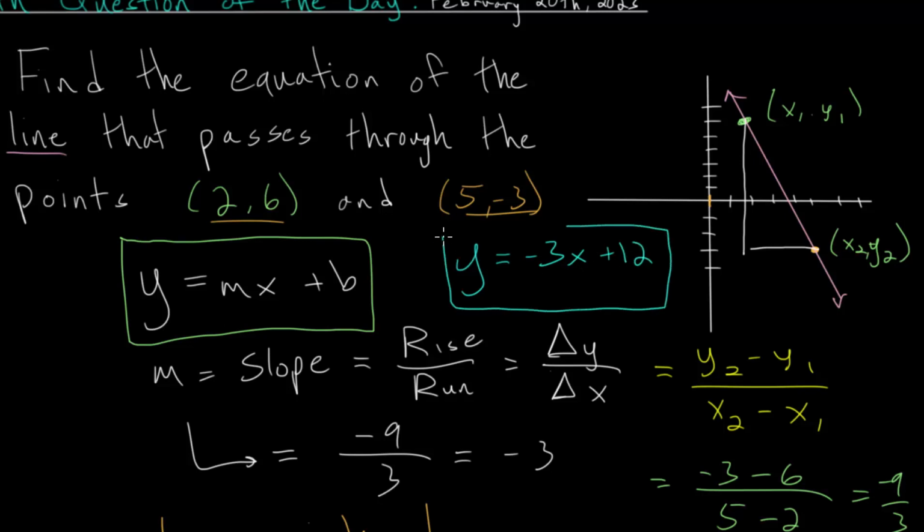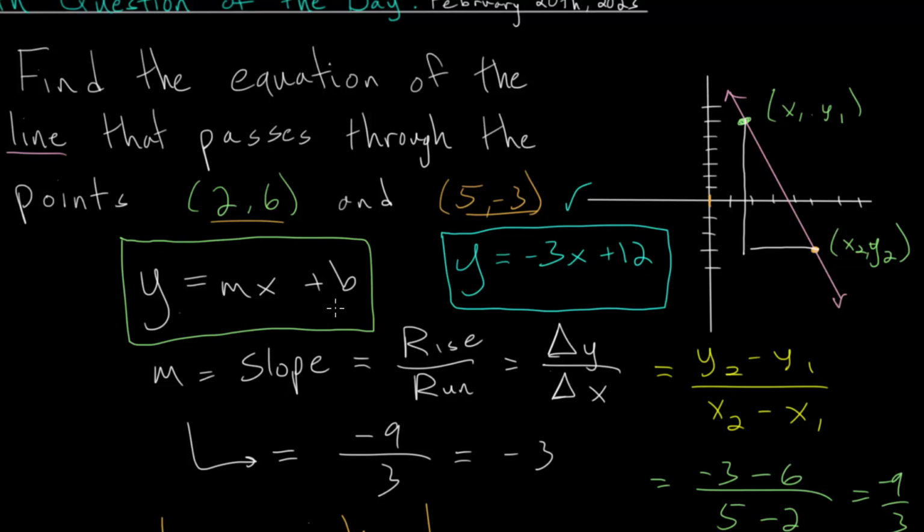And there are a couple ways to check this. The main one is that if you plug both of these points into the equation, you get back something that's true. If you plug in 2, you get minus 6 plus 12, which is 6. If you plug in 5, we get minus 15 plus 12, which is negative 3. So we check this, it makes sense, which means we can feel confident that this is the equation of the line.